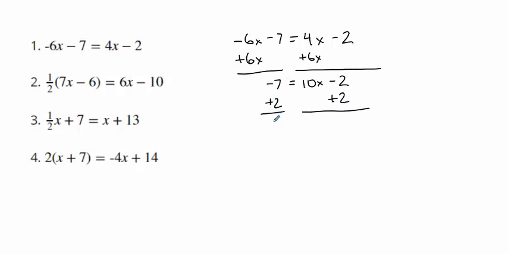So negative 7 plus 2 is negative 5. So negative 5 is equal to 10x. So I could just divide this by 10 and divide this side by 10. So 10 divided by 10 is 1, so I just have 1x is equal to, I could simplify that to negative 1/2. Or if I put it in my calculator, negative 5 divided by 10 would be negative 0.5.